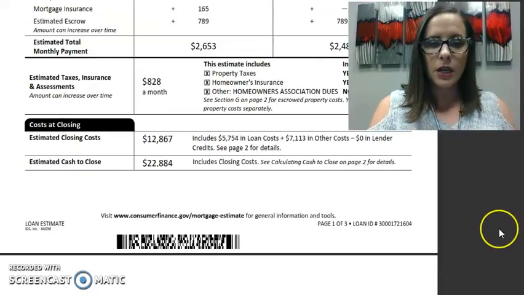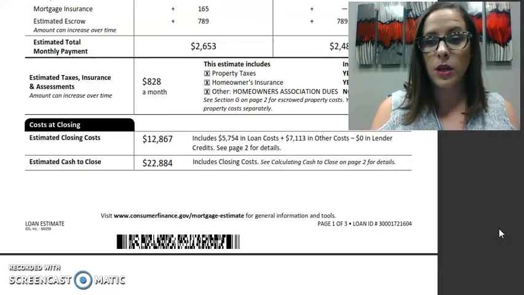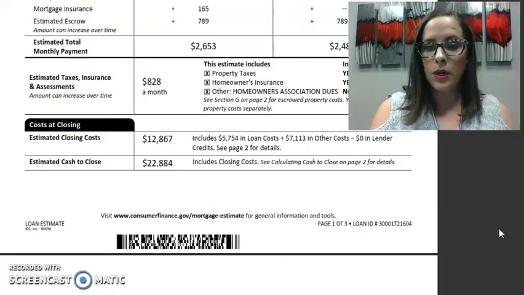The next is closing cost. Scroll up here a little bit, the closing cost and the estimated closing cost on the loan. This is probably the number one question that we do get on loan disclosures: why is this so high?